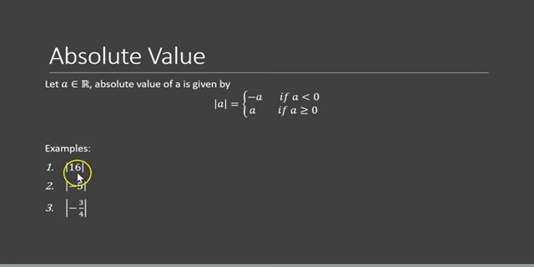In this case, your a is a positive number, then the absolute value of that number is the number itself. For number 2, it's negative 5. So if a is negative, the absolute value is the negative of a, which is positive 5. And when you have this third example here, again, this is a negative number, so the absolute value is the negative of a, which is positive 3 over 4. So you would notice here that the absolute value would always be a positive value.